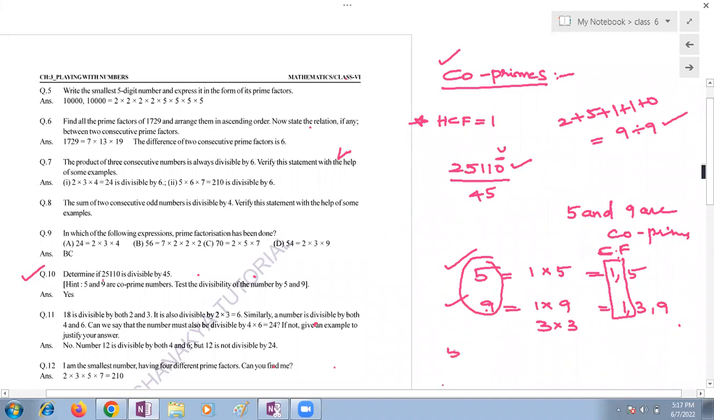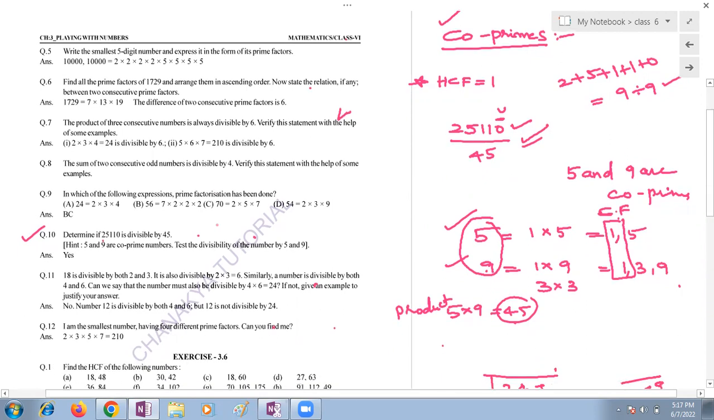Then the product of those two numbers, 5 and 9. What is the product of 5 and 9? Product means you need to multiply: 45. So this number is exactly divisible by 45. This is one important point, children. Please remember that if a number is divisible by 5 and 9, it is divisible by 45.